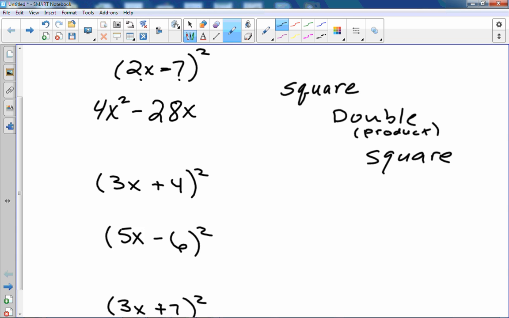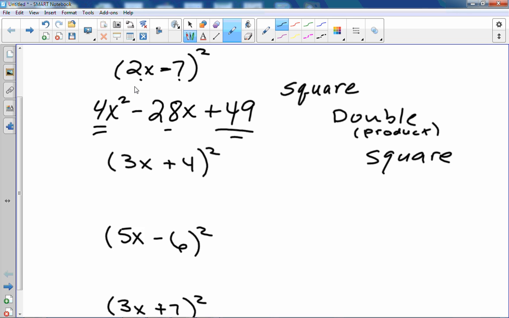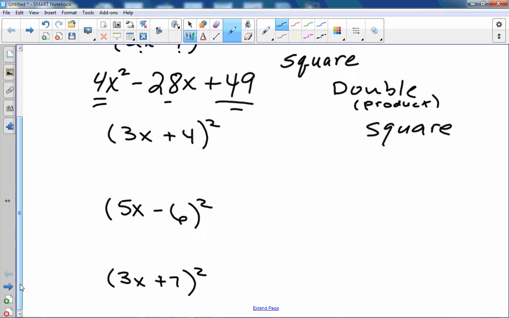Now, so there's square, double. Now, square, negative 7 squared would be a positive 49. And I think here, perfect squares should always be positive. They can never be negative, because when I square something, even if it is negative, it has to come out positive. Okay, now if you didn't quite catch on to that, let's look at like 3 more of these.